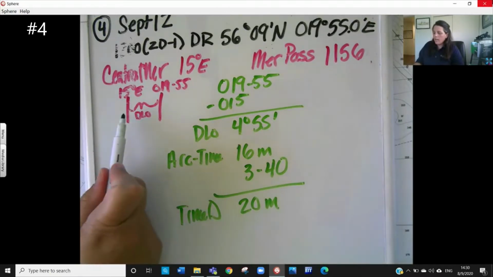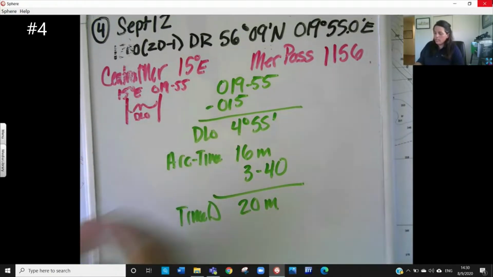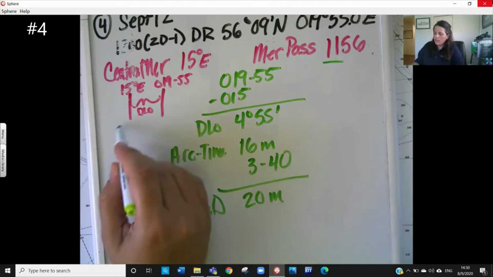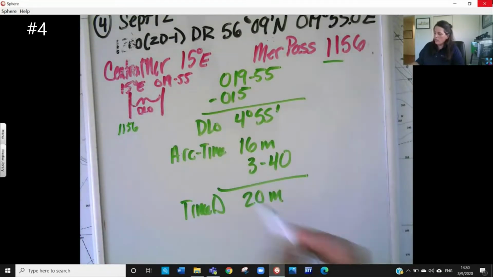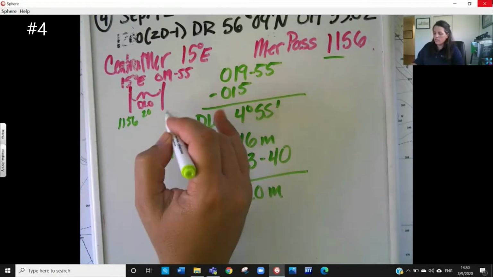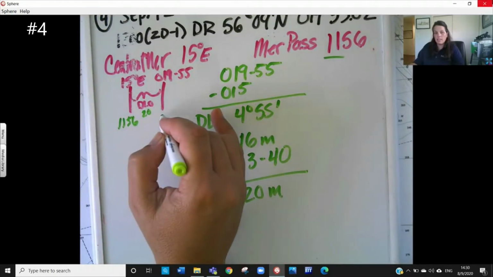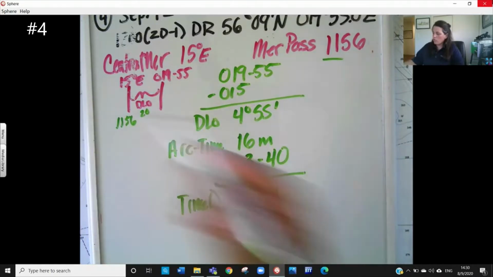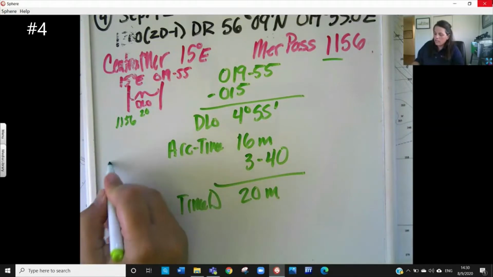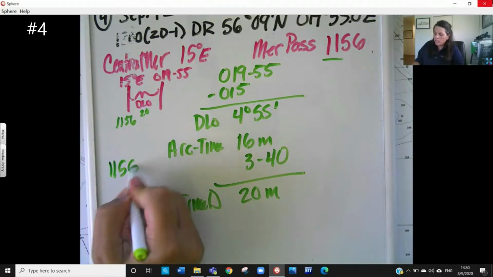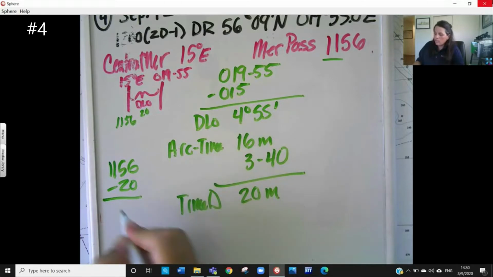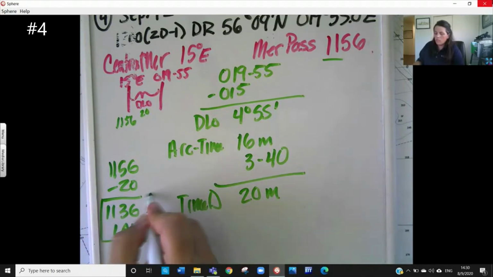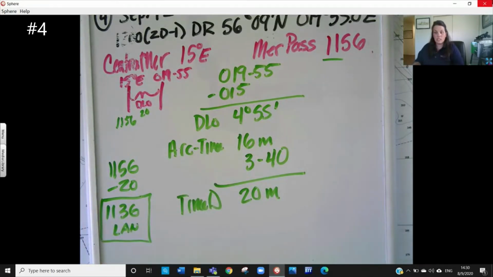So if it passes 15 degrees east at 11:56, we have a 20-minute time difference between when it passes us. And it's going to pass us first as the sun moves west. So we are going to subtract that: 11:56 minus 20 minutes gives us 11:36 as our LAN. That's our LAN.